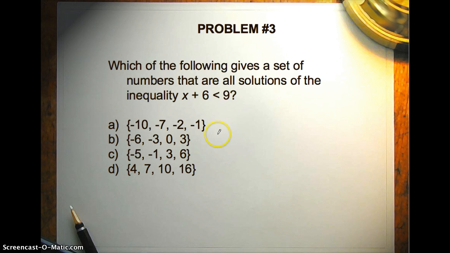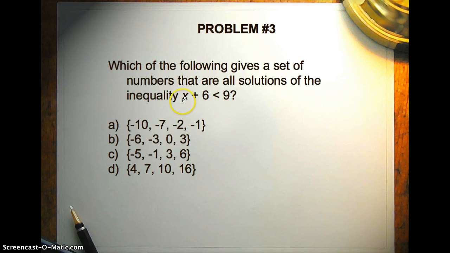Which of the following gives a set of numbers that are all solutions of the inequality x plus 6 is less than 9? So we need to look at all our numbers in every set and see if they are all solutions of this inequality. So we can use substitution here. Let's look at A. Well, let's cancel out whatever is not possible. So let's look at the biggest numbers, right? So we know that this is going to be a small number. So it needs to be less than 9.